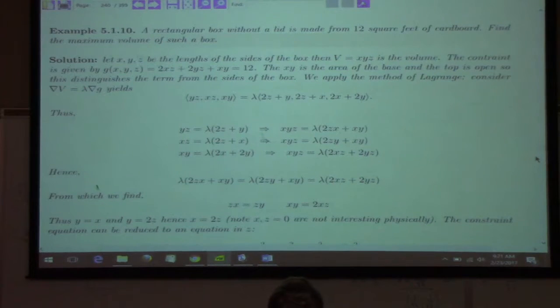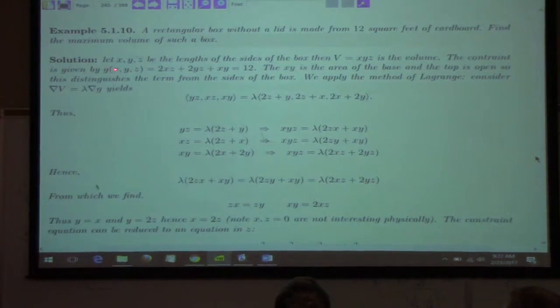You'll forgive me if I don't write these out, because if I do, we'll do two examples, and you won't get the big idea, right? We'll write them out tomorrow again, but here's one. A rectangular box without a lid is made from 12 square feet of cardboard. Find the maximum volume of such a box. So basically, if we let x, y, and z be the lengths of the sides of the box, then the volume is xyz, right?